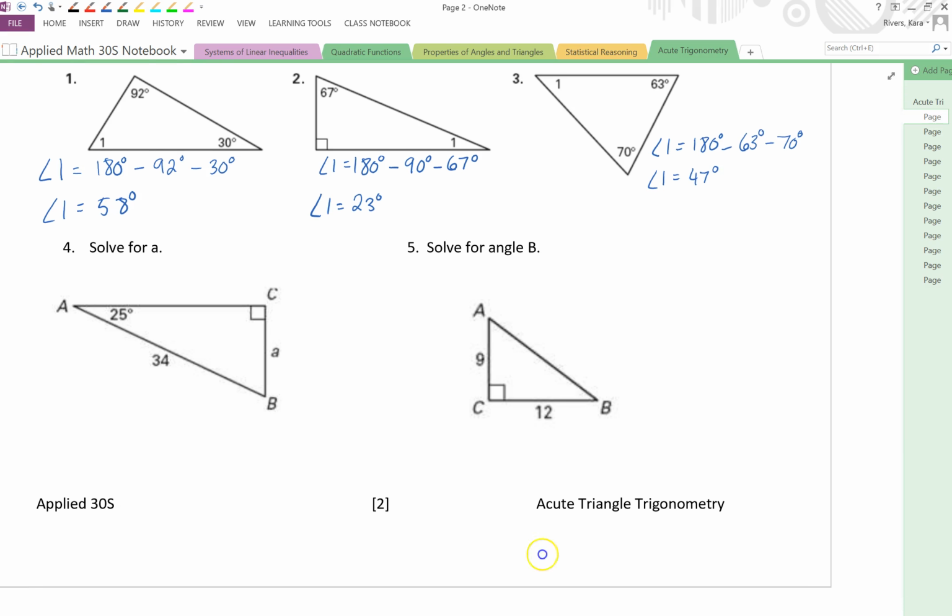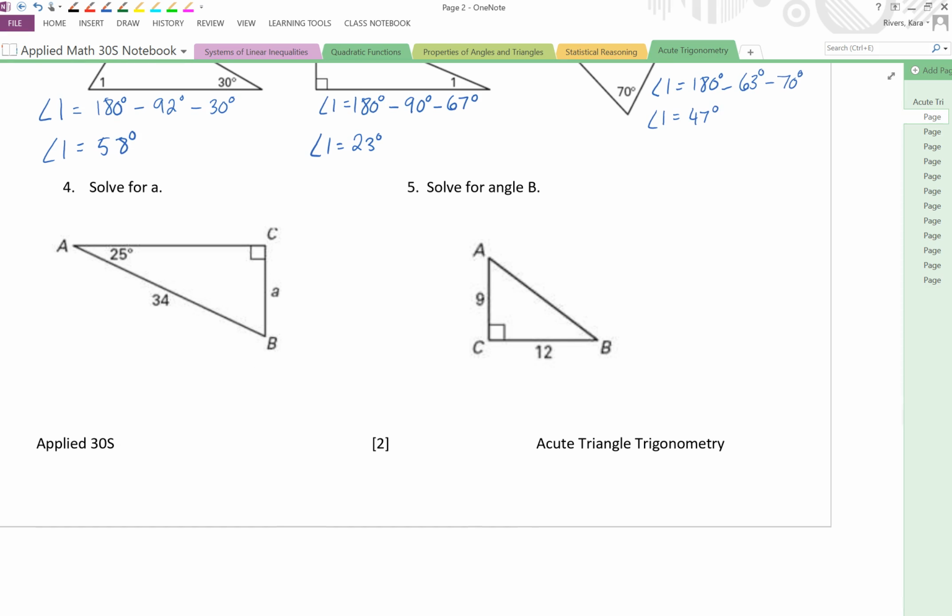Alright, let's take a look at question 4. 4 says solve for A. What am I given here? Well, I see there's a 90-degree angle, so I can probably use trig or Pythagoras. I see that I'm given one side, and I want one side. I don't know what this side is, but I am given this angle. So given one side and one angle, find the other side. That's going to be my primary trig ratios.